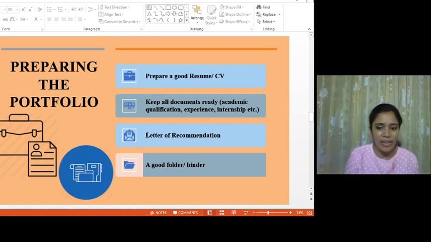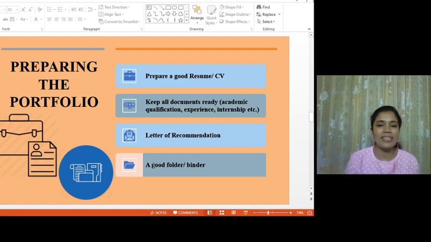Carrying a letter of recommendation is always advisable. Then, as I have already said, a good folder or a binder, because a professional folder or a binder shows your quality. It shows another quality of yours, that you are even paying attention to the details, the minutest aspects. Carrying a good folder and presenting it in a professional way definitely makes a difference.